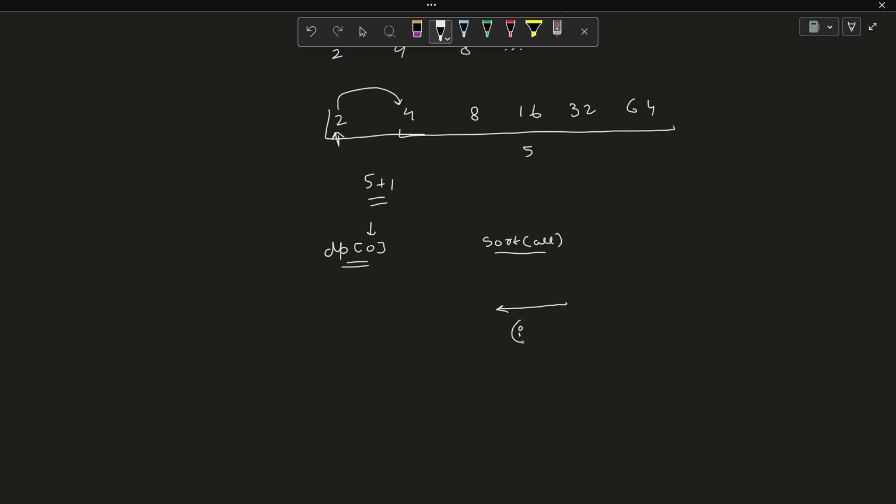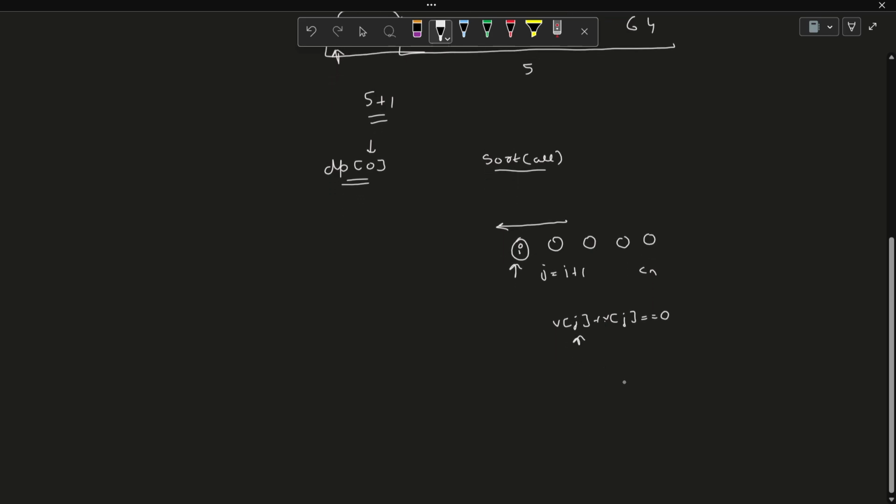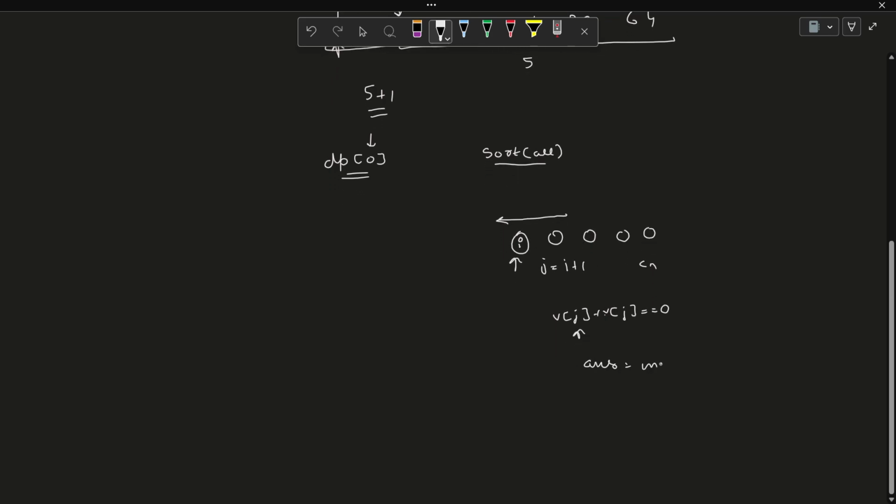Now let's say I am at any position I, and I am going to start my j loop starting from I plus 1, j is equal to I plus 1 and going till less than n. For all of these values, I know that these values are greater than I because I have already sorted my input vector, right? Now if any value v of j is divisible by v of I, that basically means I can add the current element in front of this element j to create a new valid subset. So my answer is going to be maximum of answer comma v of j plus 1, right?